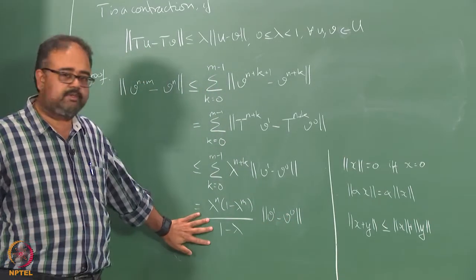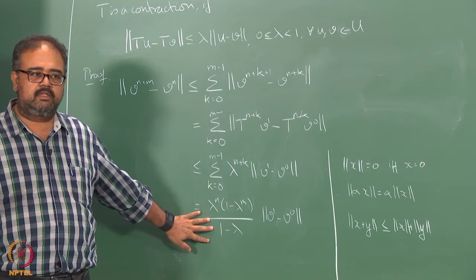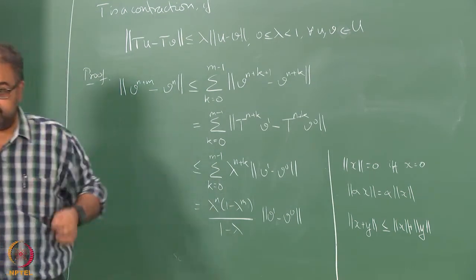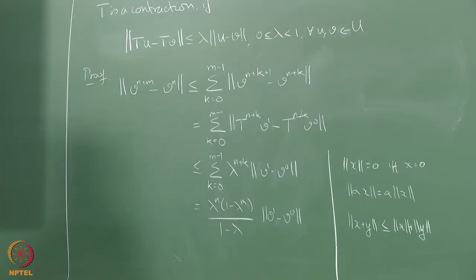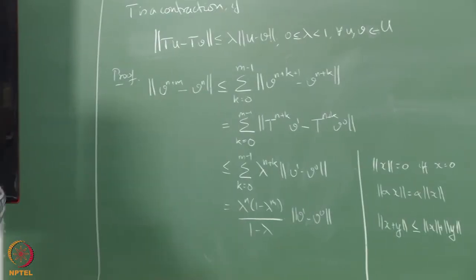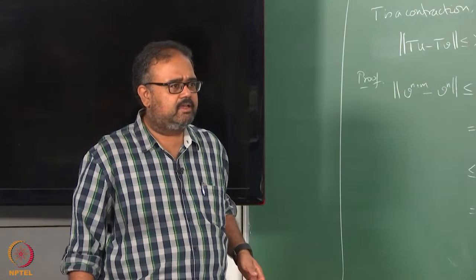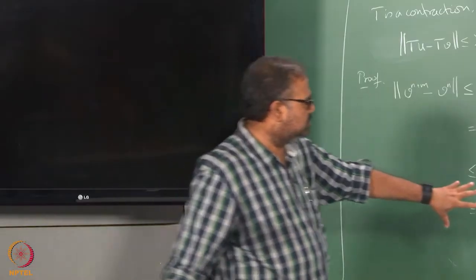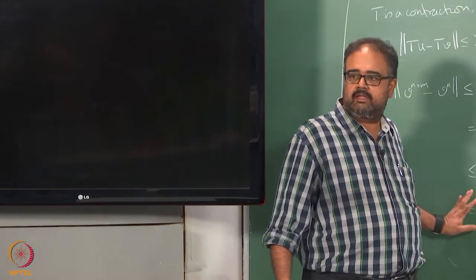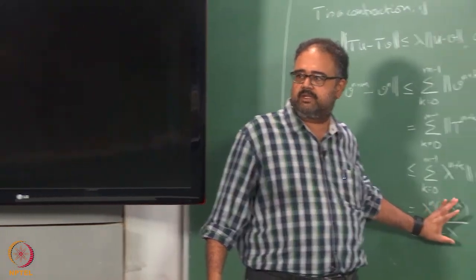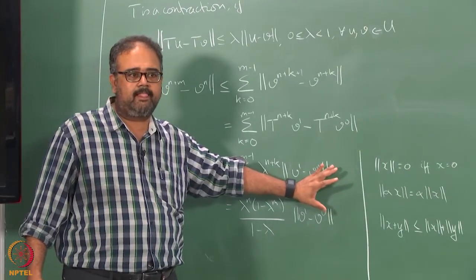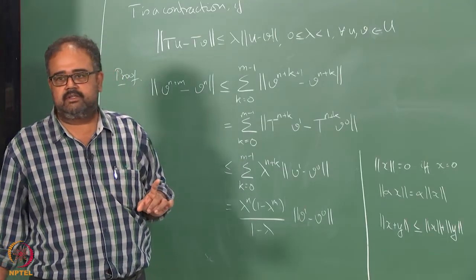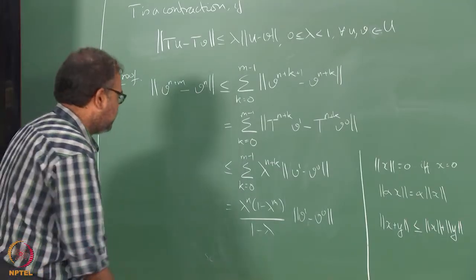So what can you say about this sequence? As n and m become large, it becomes smaller and smaller and smaller, right? As n and m become larger and larger, that sequence is going to become smaller and smaller. This is a constant, so it doesn't matter. So as n and m become larger and larger, this is going to become smaller and smaller. So what can you say? The sequence Vn is Cauchy.